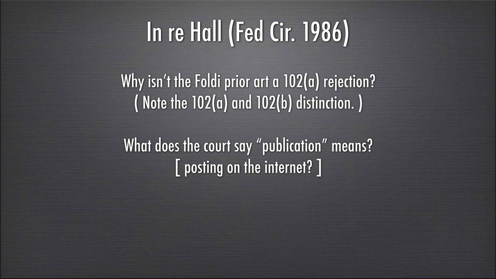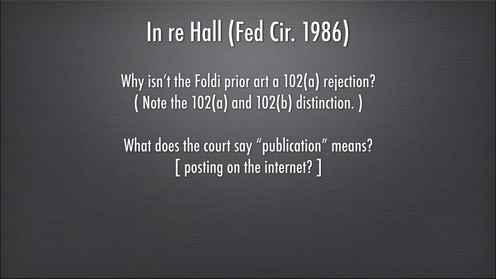And the answer is it might be, but if it's a 102B rejection, in some ways that's simpler because you don't have to worry about dates of invention. If this reference was unearthed and used to challenge the patent, the inventor here, Hall, could argue and do what's called swear behind this particular reference by saying, "Well, I invented before this date." However, if the date of publication is prior to the 1 year critical date, 1 year prior to the date of application, then there's no ability for Hall to swear behind that. He's stuck under 102B.